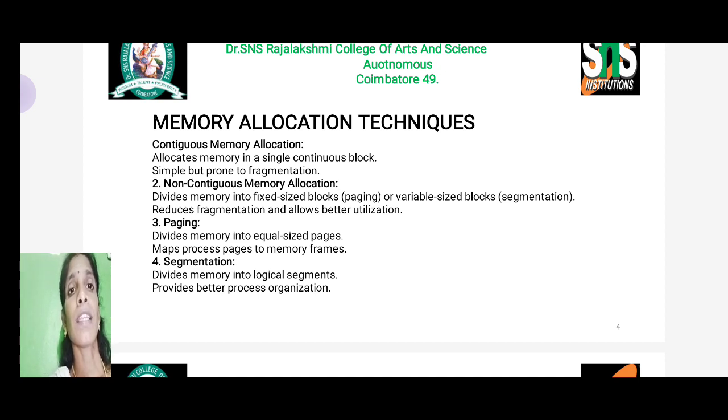Non-contiguous memory allocation, it divides the memory into fixed size blocks, which is called paging, or variable sized blocks, which is nothing but segmentation. It reduces the fragmentation and allows better utilization compared to contiguous memory allocation. Paging, it divides the memory into equal sized pages. It maps the process pages to memory frames. Segmentation, it divides the memory into logical segments, provides better process organization.